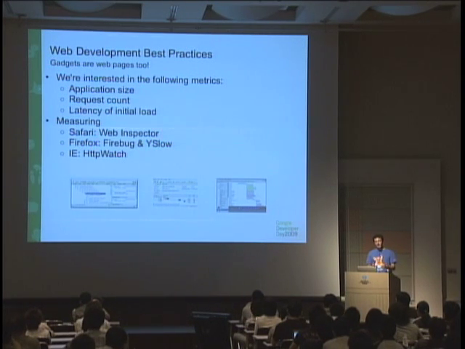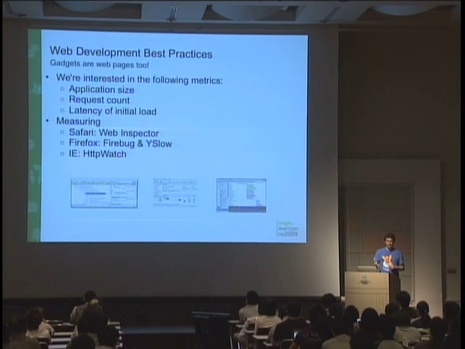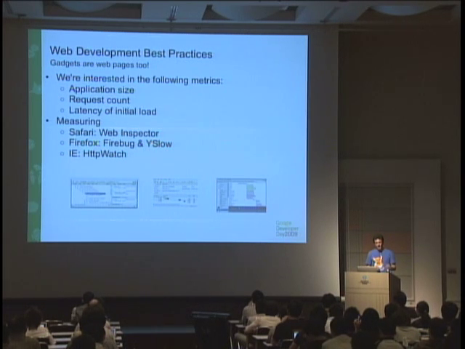So we're interested in application size, request count, and latency of the initial load. And we're going to use some measuring tools. There are three classic tools. In Safari, there's a tool called the Web Inspector that allows you to see a lot of things about your application. In Firefox, there is Firebug and YSlow, which are Firefox add-ons that you can use to measure a lot of things about your application and to debug it as well. And in Internet Explorer, there's a tool called HTTP Watch. So whatever the browser is, just use one of these tools to see what's happening.